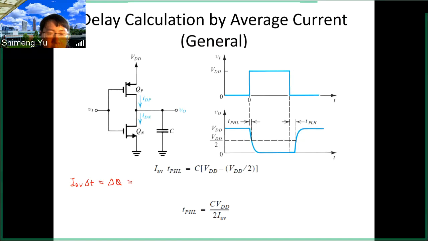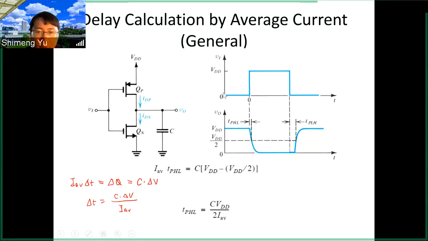On the other hand, the charge is given by capacitance multiplied by voltage. So it will be the capacitance multiplied by the voltage change, delta V. This is generally true for any digital circuit. So you can get the delta T from C times delta V divided by I average.